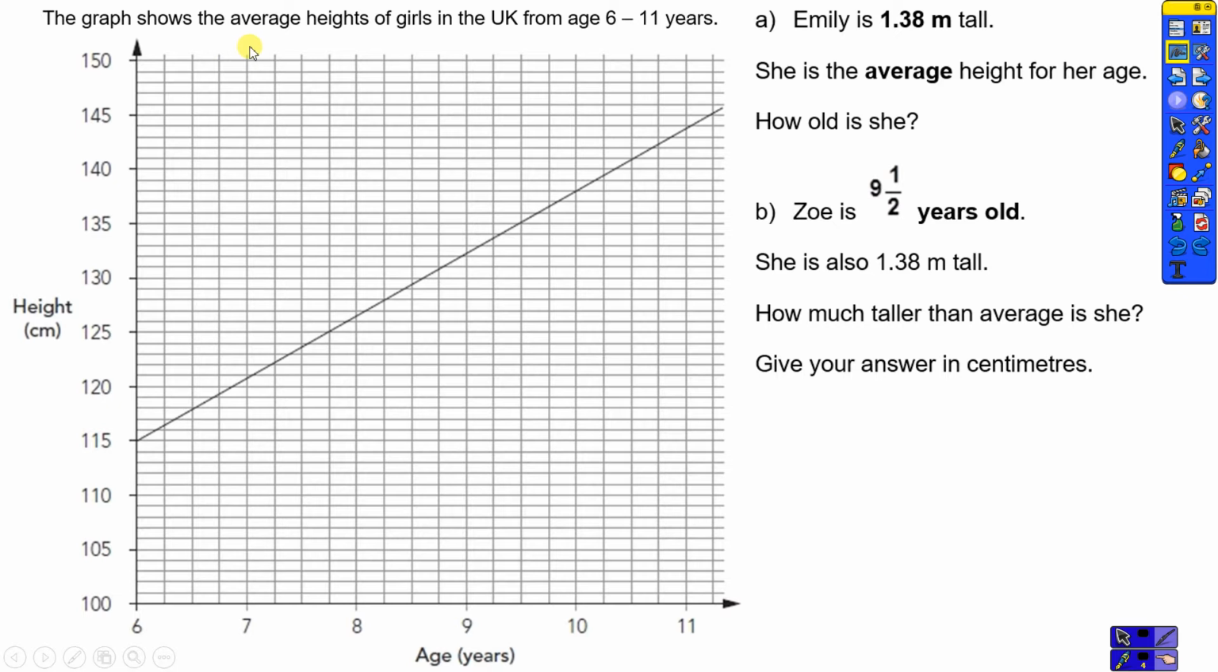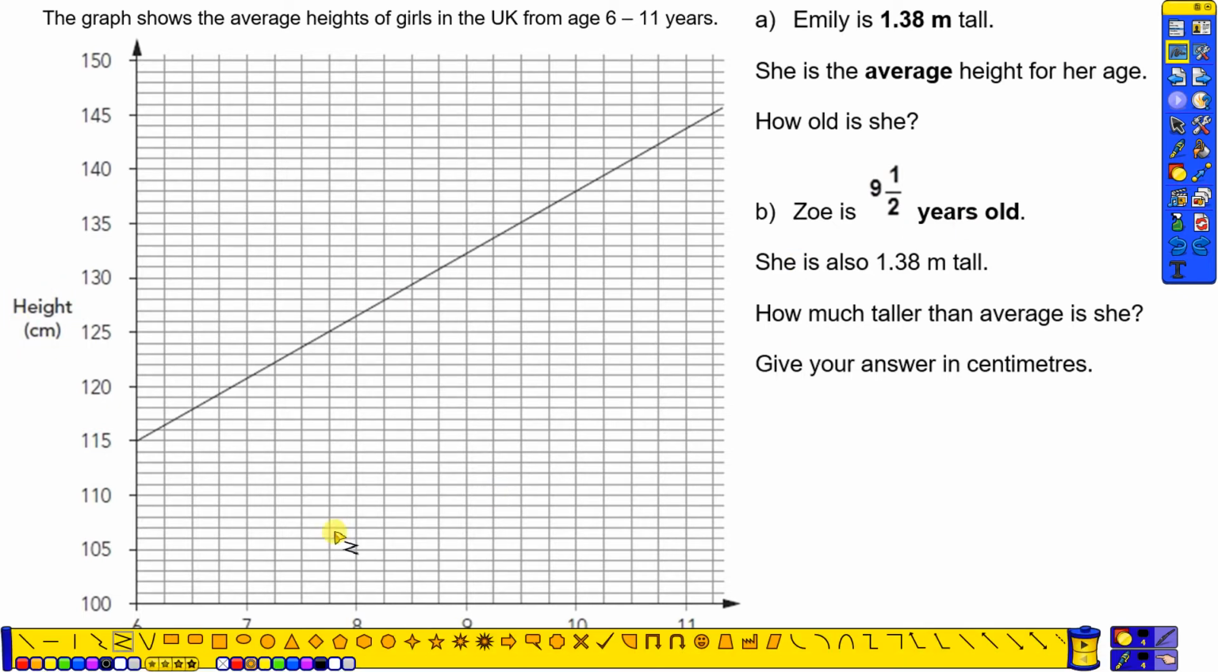The graph shows the average height of girls in the UK from age 6 to 11 years. Emily is 1.38 metres tall. She is the average height for her age. How old is she? This question's difficult because we're given the height in metres, but we need to change it to a height in centimetres so that we can read the graph. Now we change metres to centimetres by multiplying by 100.